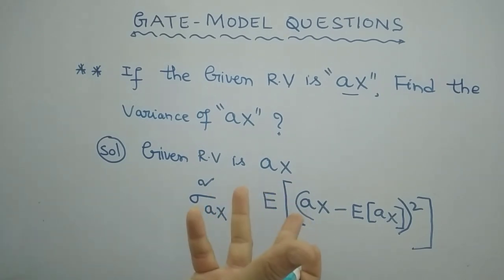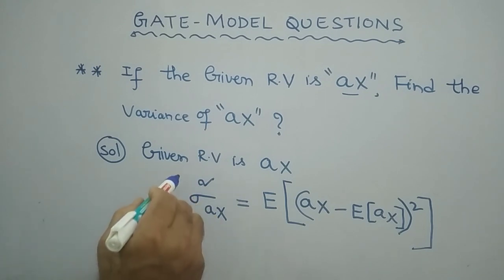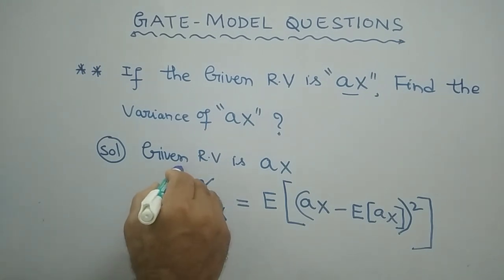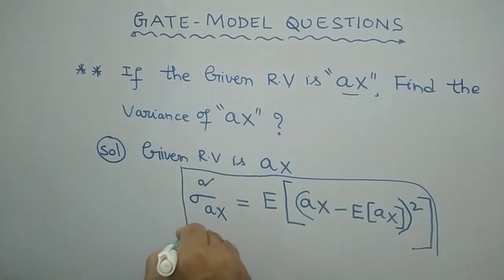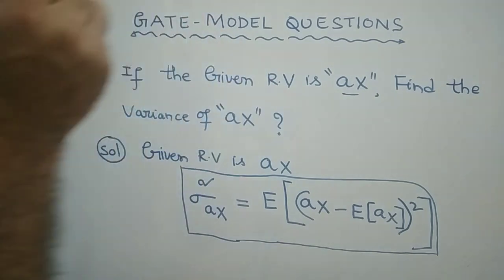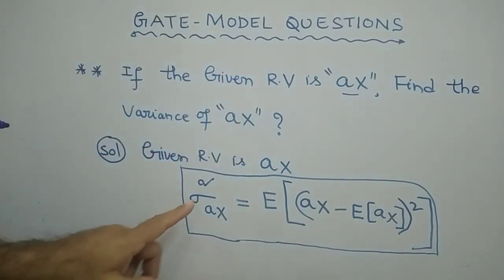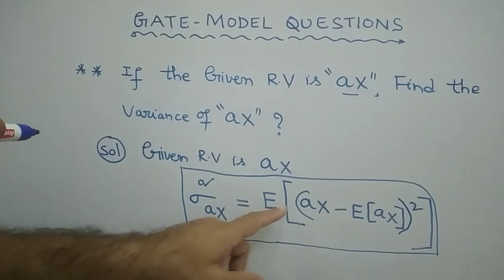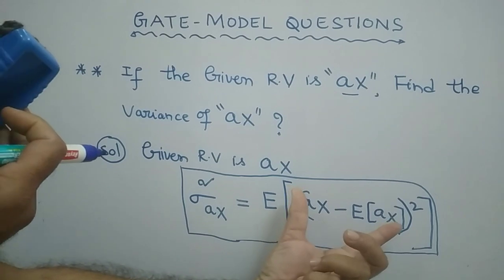So your problem is solved now. Clear? This is the formula that you should remember. But upon a very simple simplification, this expression can be further simplified as follows. I will expand this a little in the next step. Understood? So sigma square ax is equal to expected of (ax minus expected of ax) whole square.